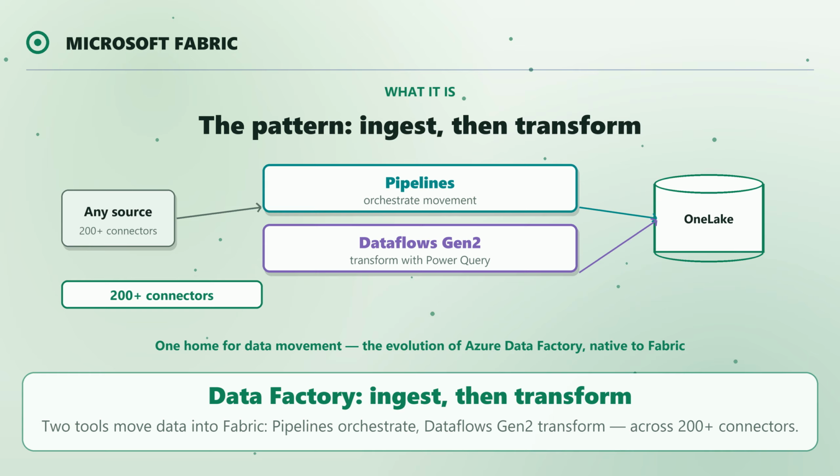The mental model to hold on to is simple. Ingest first, then transform. You bring the raw data in, then you shape it into something clean. If you've ever used Azure Data Factory or the Synapse pipelines, this will feel familiar. Fabric's Data Factory is their evolution, rebuilt natively inside the platform and wired straight into OneLake. So there are no linked services to babysit and no separate storage to manage. Everything else in this video is a detail of how those two tools work and when to use each.